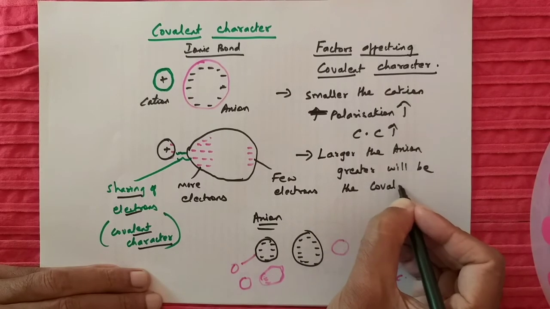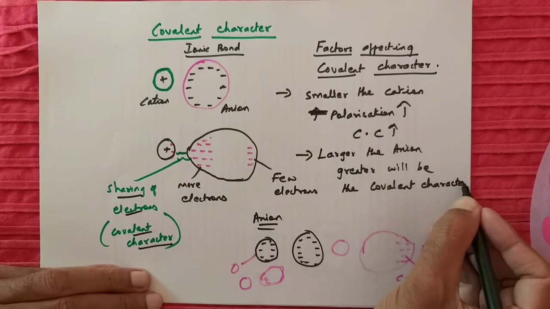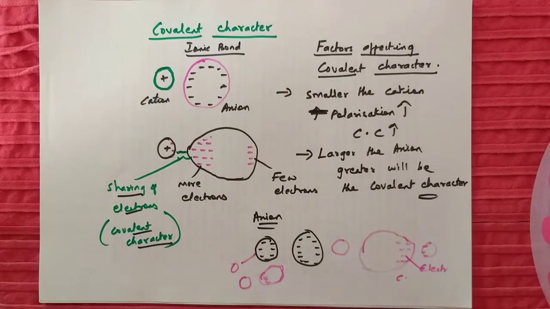The same will apply to the ionic, where we'll be using the opposite thing. So whenever the covalent character is more, the ionic will be less. Like that you can make the concept. So this will be the concept of covalent character in ionic bond.